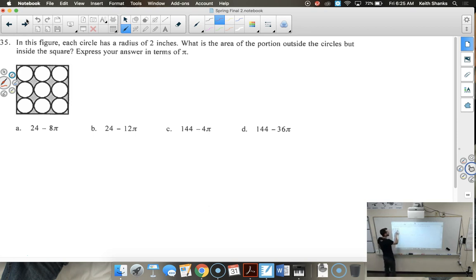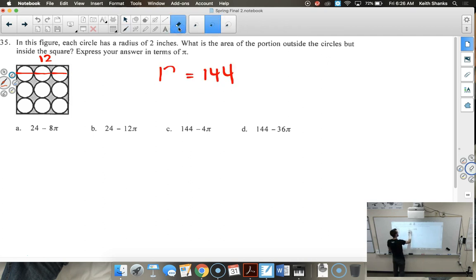So if each radius is 2, each diameter is 4. So look at this, think of it this way. You have 4, 8, 12. Okay? So this is 12. So the area of the entire square is 12 times 12, which equals 144. Okay, I hate writing it that way. I'm going to write this 12 squared.